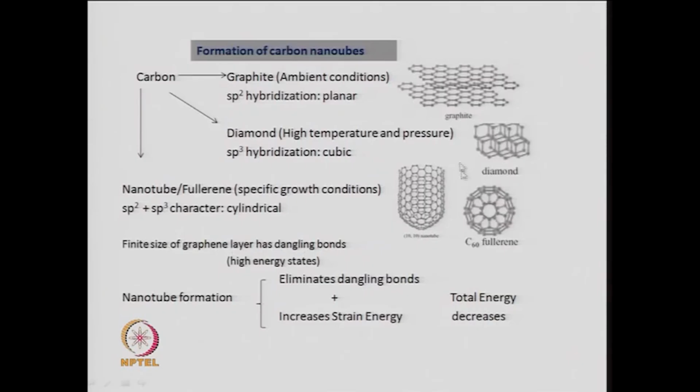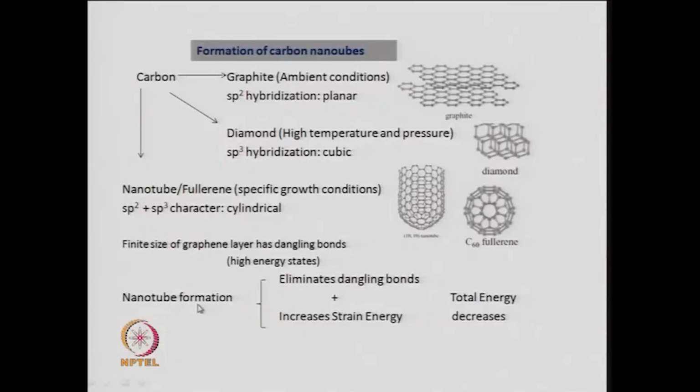Now, the finite size of graphene layer, that means, if you take a graphene layer and roll it to form a carbon nanotube, why should it stabilize? That is one question. This graphene layer has several dangling bonds, that means, the carbons in the planar graphene layer have some unsaturation, they want to take up some more electrons. So, they want to form some more bonds.